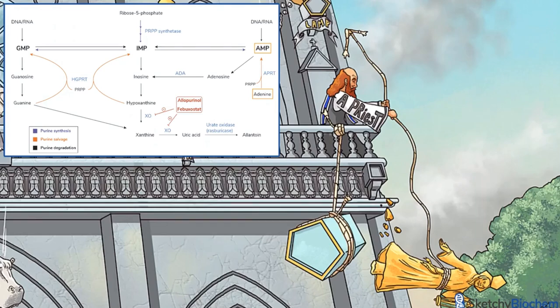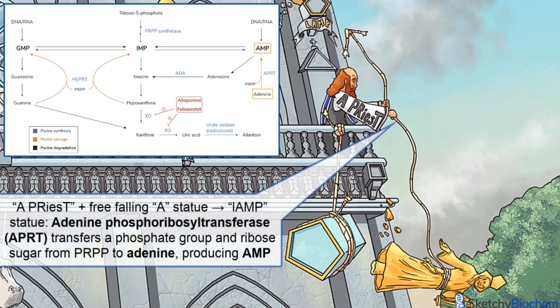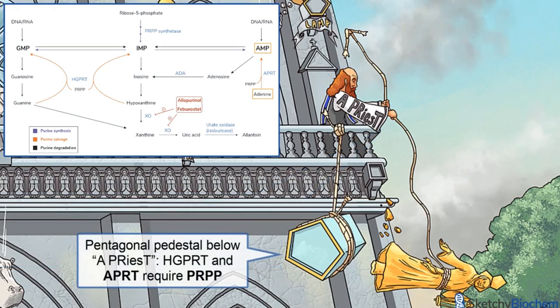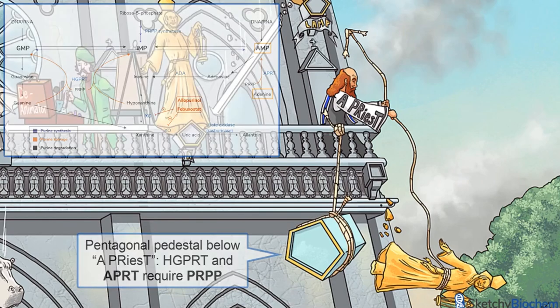Adenine phosphoribosyltransferase, or APRT, transfers a phosphate group and a ribose sugar from PRPP to adenine, making AMP. There's a priest saving the falling lamp statue. That's APRT. Note the arrow on the rope pointing to the highest lamp statue because APRT turns adenine to AMP. And once again, there's a pentagonal pedestal hanging beneath the priest to remind you that APRT needs PRPP.